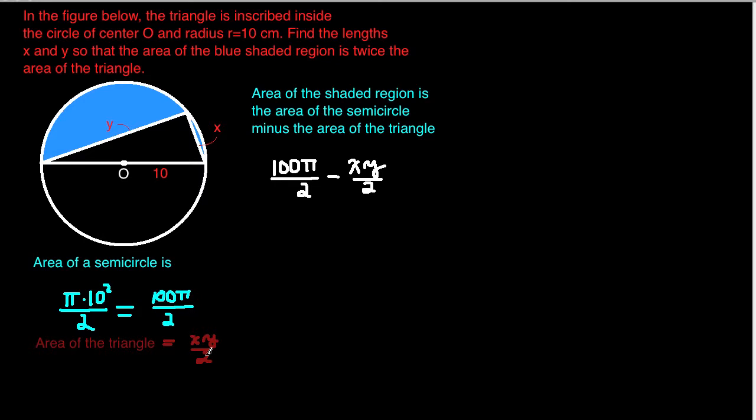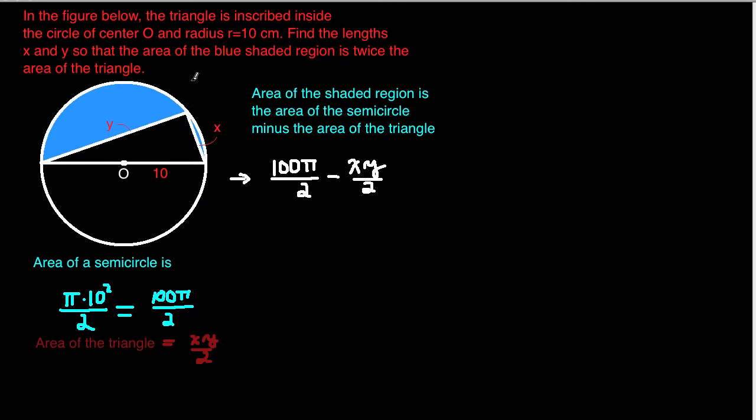So the area of the blue shaded region is the area of the semicircle minus the area of the triangle. It's the area of this semicircle here minus the area of this triangle right here. That's the area of the shaded region. So that's this right here.